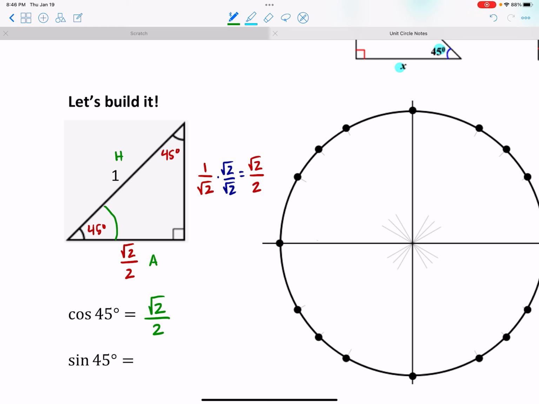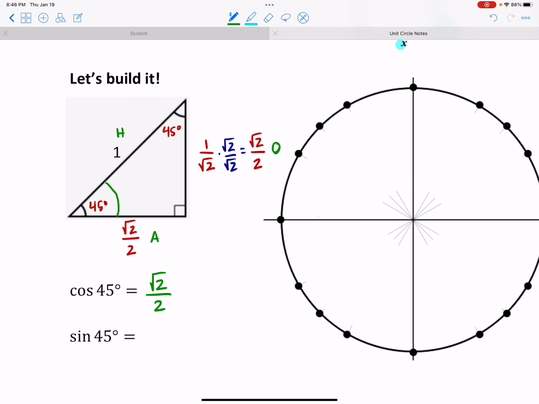And then what about the sine for 45? So the sine for 45 is a ratio of the opposite side, that's over here, over the hypotenuse. Well, that opposite side has the same measurement as the adjacent side, and again, the hypotenuse is 1. So if I divide by 1, I'm not going to change anything, which means the sine of my 45-degree angle is also going to be radical 2 over 2.